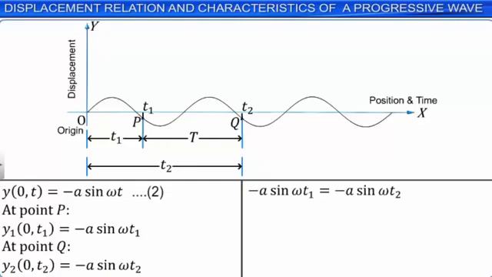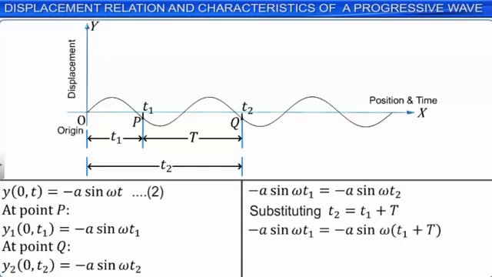The particle of the medium has completed one oscillation from point P to point Q, for which the time taken is the time period T. By substituting t2 equal to t1 plus T, we get minus a sine omega t1 is equal to minus a sine omega into (t1 plus T). This equation can be written as minus a sine omega t1 is equal to minus a sine into (omega t1 plus omega T). Let this be equation 3. The above equation is true only if omega T is equal to 2 pi. Therefore, omega is equal to 2 pi by T. This omega is known as the angular frequency of the wave.